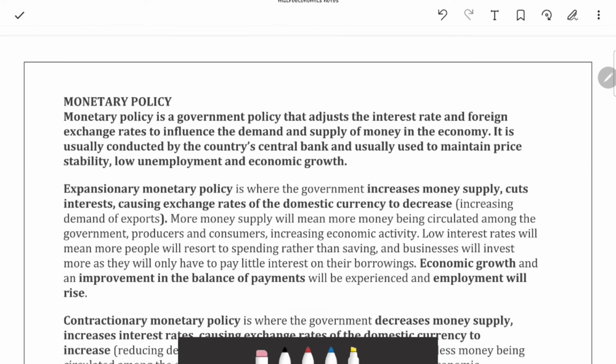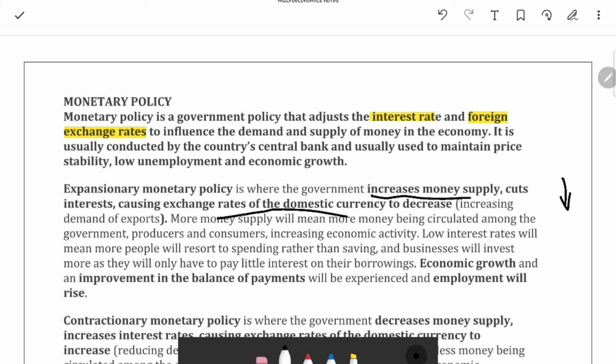Monetary policy is simply a policy that uses interest rates and foreign exchange rates. Remember, with fiscal policy we looked at government spending and taxation, but for monetary policy we're looking at interest rates and foreign exchange rates. Just like fiscal policy, we have two types of monetary policy, expansionary and contractionary. The expansionary monetary policy is when the government increases the money supply and reduces the interest rate, and this will lead to a decrease in the exchange rate of the domestic currency.